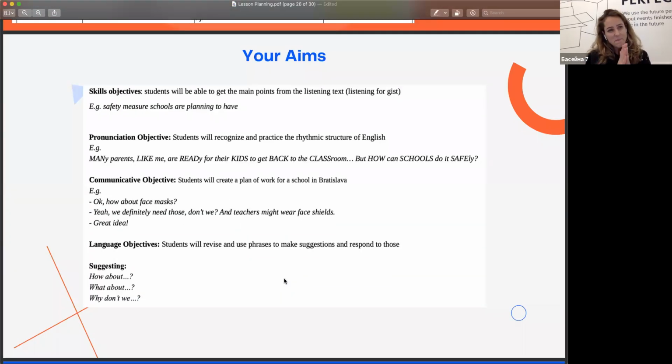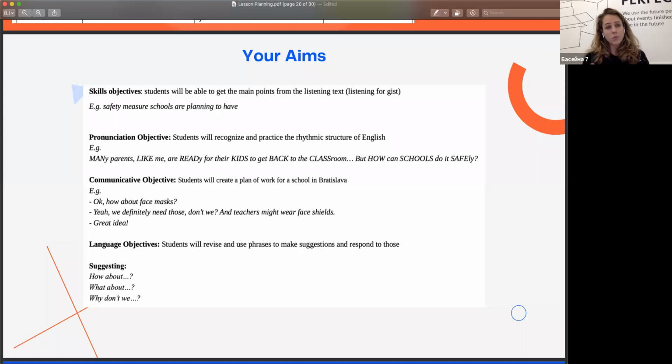Okay, this component is not elusive. I would say that everybody who plans a lesson should have this one. These are your objectives, your aims for the class. And aims can be different. It can be a skills objective, a communicative objective, or a language objective. So something that you want your students to achieve. For one class, we can have not one objective but a few objectives. That's why we say that there is always a main objective.